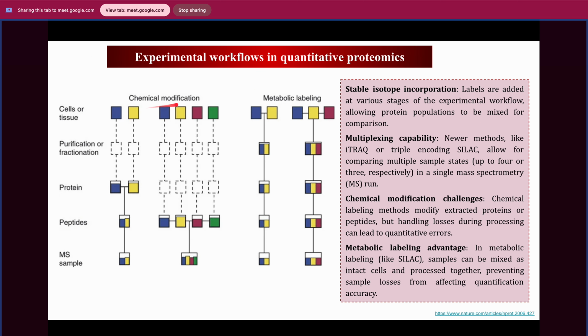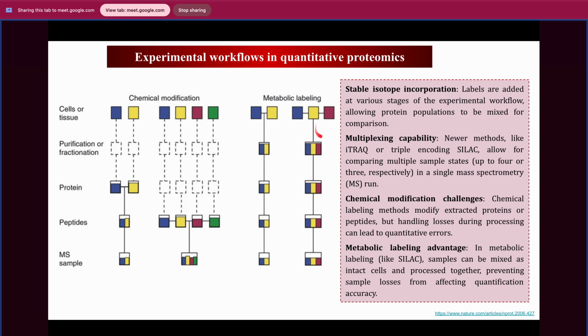And in this, they have compared chemical modifications and metabolic labeling. They have mentioned that in metabolic labeling, these lines in between show that the samples are taken together. Whereas in chemical modification, the cells or tissues are separately chemically labeled, and then separately purified and fractionated. Separately, their protein is obtained, and ultimately their peptides are obtained separately, and then their peptides are compared, and then their MS sample is taken. So in this scenario, all these steps such as purification and protein collection are done separately for each of these samples. So there are chances that it might incorporate some errors.